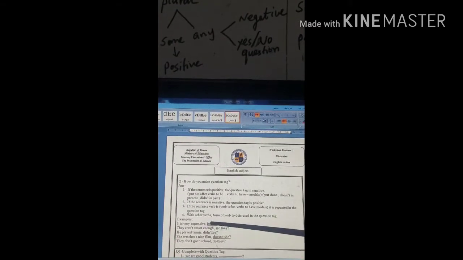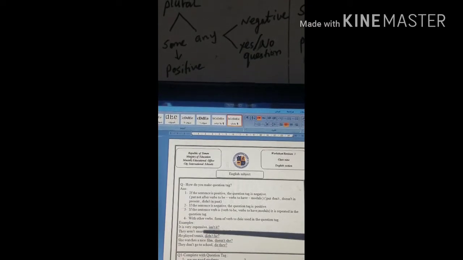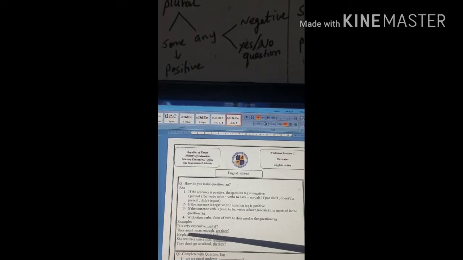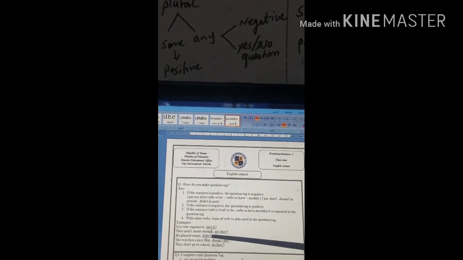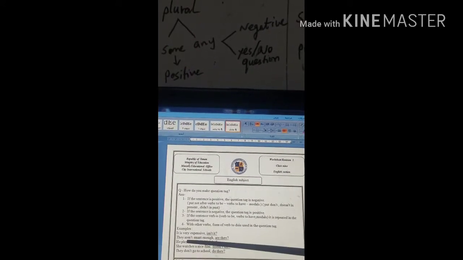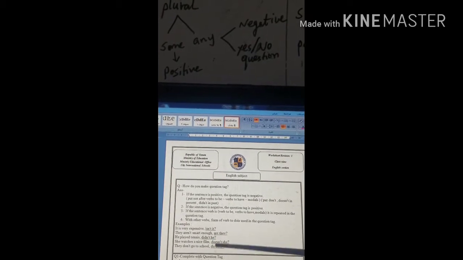So what I'm doing, I'm just changing the places of subject and verb and using the repeat of verb to be. Here, they aren't smart enough, are they? The opposite here, negative, positive. He played tennis. Look, the tense is what? Past. What I am doing here, didn't he?